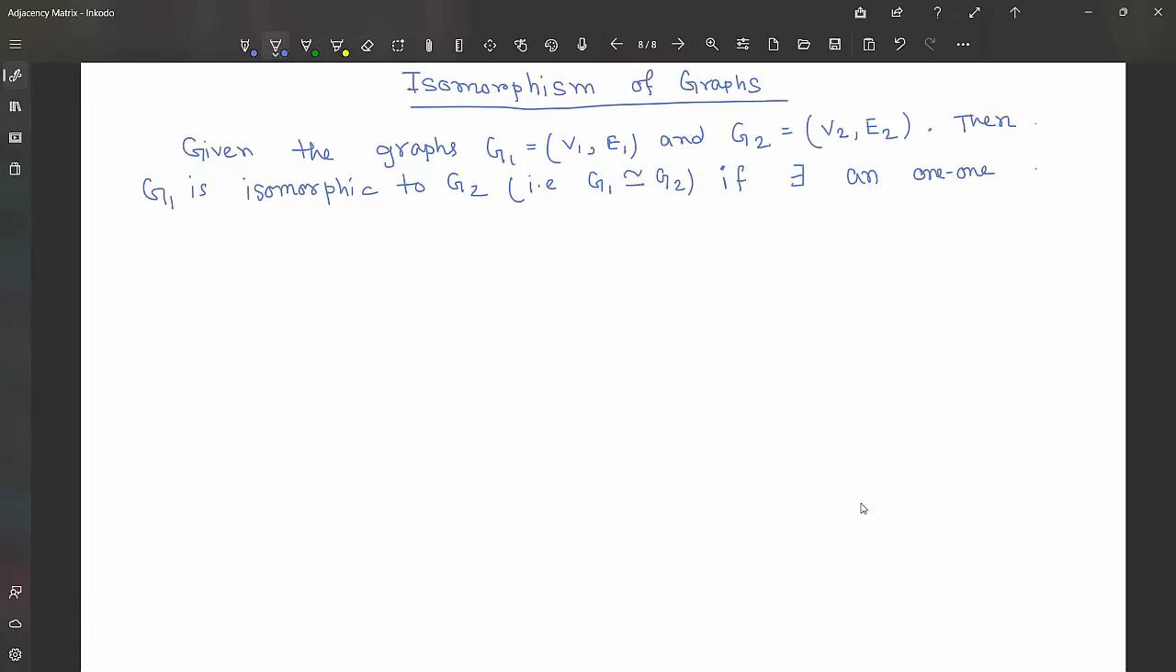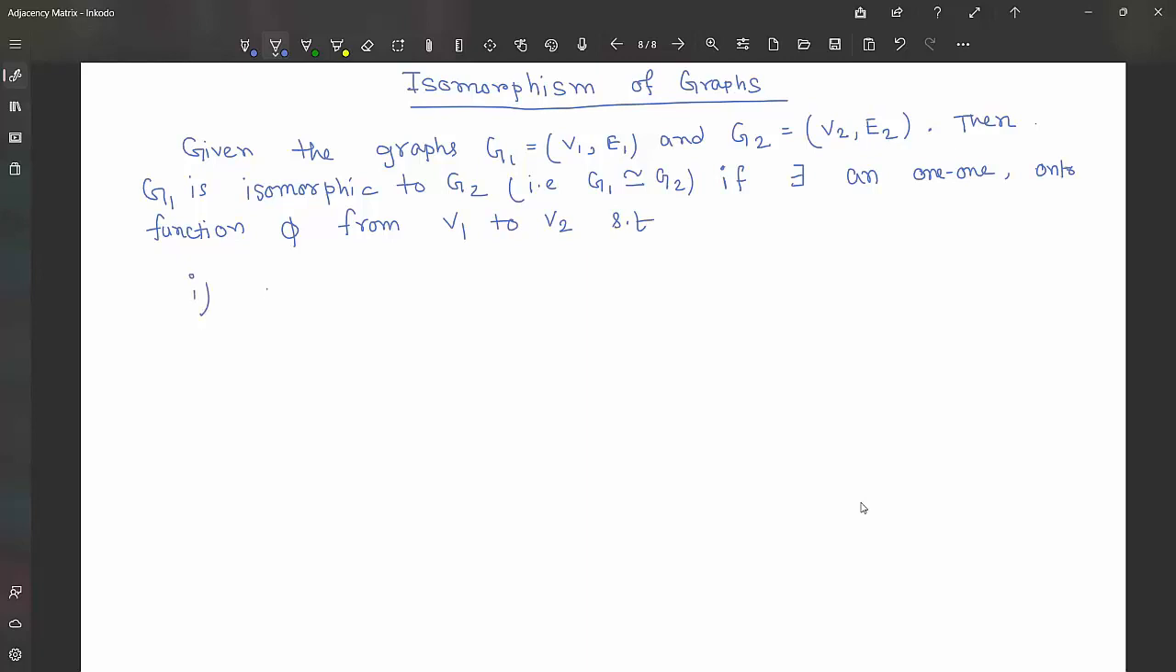and obviously onto function, that means a bijective function phi from the vertex set V1 to the vertex set V2, such that these conditions hold.